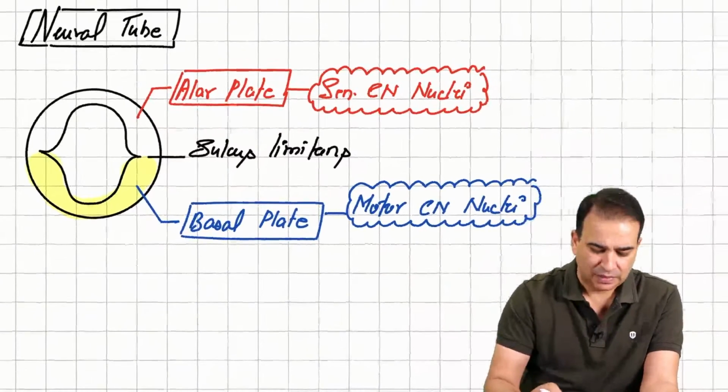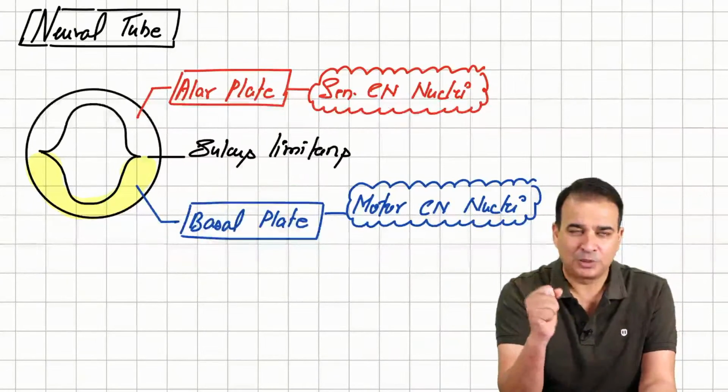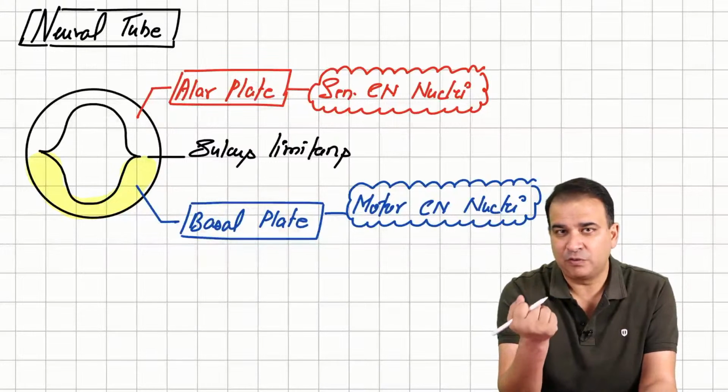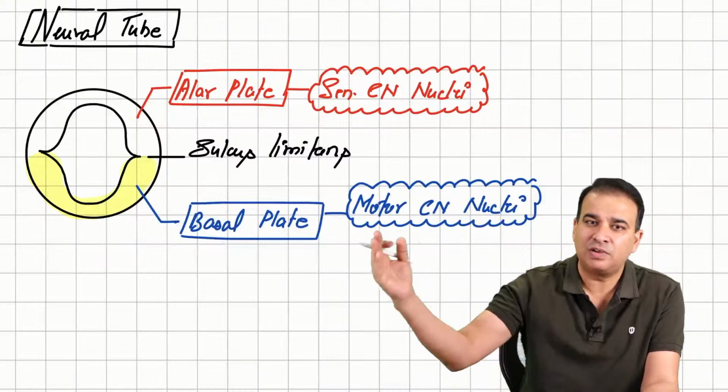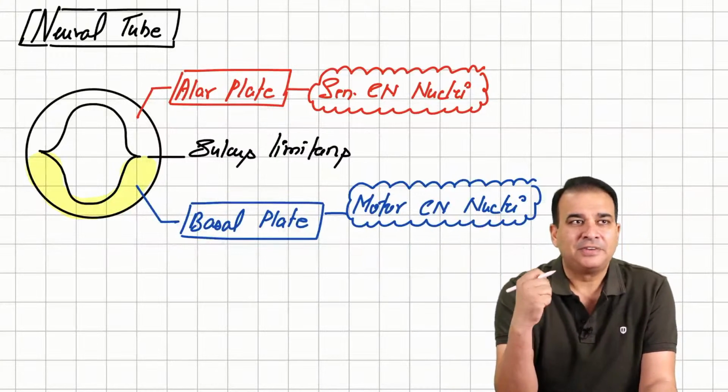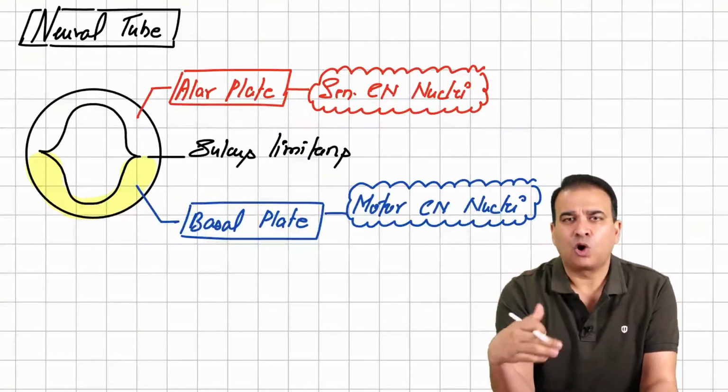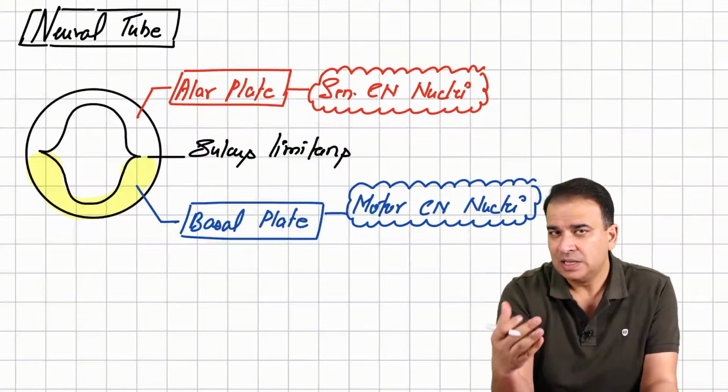That's it. For example, let me throw some examples to you. If I say hypoglossal nucleus will develop from where, guys? Now hypoglossal nucleus is a motor nucleus. So obviously hypoglossal nucleus will develop from basal plate. If I say, for example, abducens nucleus or oculomotor nucleus, these are all motor nuclei, and motor nuclei will all develop from basal plate.